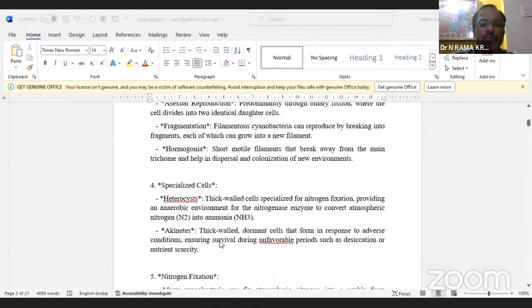And some more are there. That is heterocyst and akinete. So these are also some types of reproduction systems. You see here the reproduction system. It is vegetative: fission, fragmentation, hormogonia, hormospores. The asexual reproduction system is in akinetes and heterocysts. So this is the reproduction system of cyanobacteria.